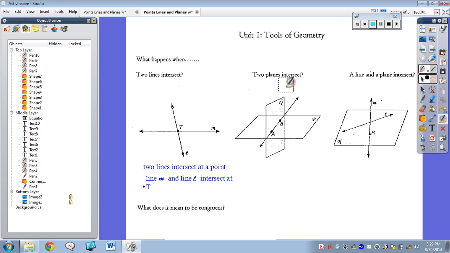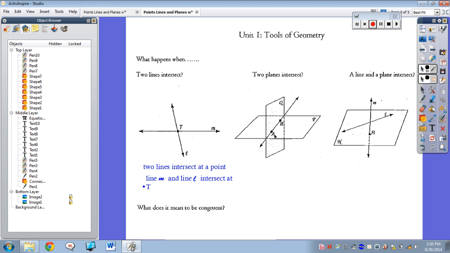Okay. What about two planes intersecting? So here you have your script uppercase P for a plane, and you've got your script uppercase Q for this plane. So this plane is going up and down, and this plane is going left and right, and they're intersecting. Now notice they're intersecting at this part right here.